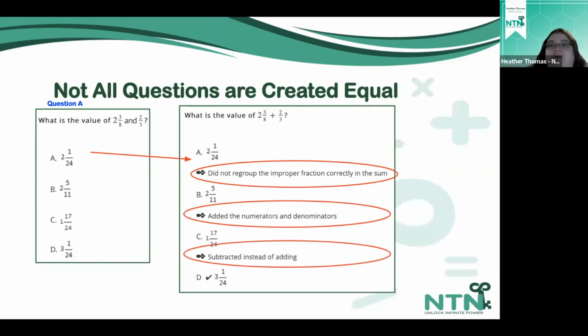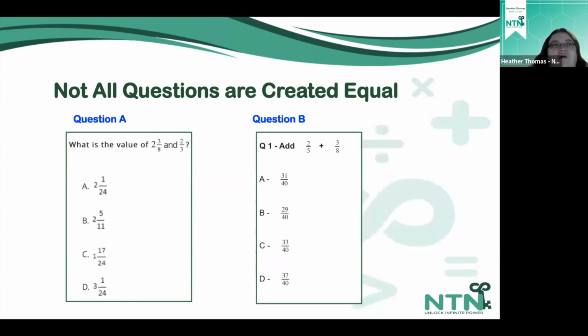On the flip side of that, when we look at question B, if you notice, all of the answer choices here have 40 as a common denominator. And what this does is it limits the type of data we get in terms of understanding why students are choosing the incorrect answers. By giving them 40 as a common denominator, it gives them a clue as to how they may go about solving it.